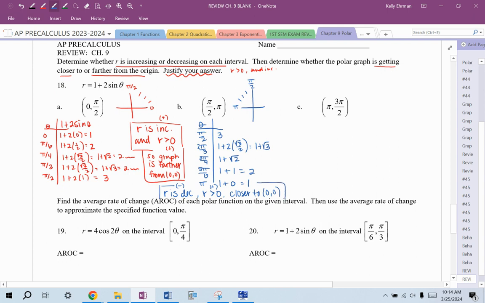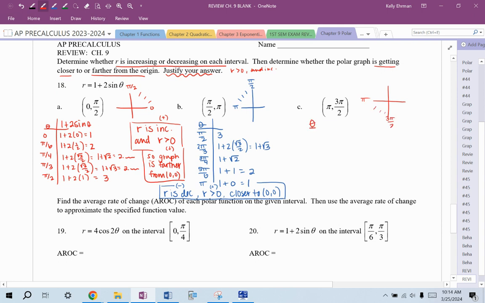I am shortening my answers. If this were an AP exam, I would definitely write this out. This part I would keep, but I would write this out like the graph is getting closer to 0, 0. Okay, and then pi to 3 pi over 2.